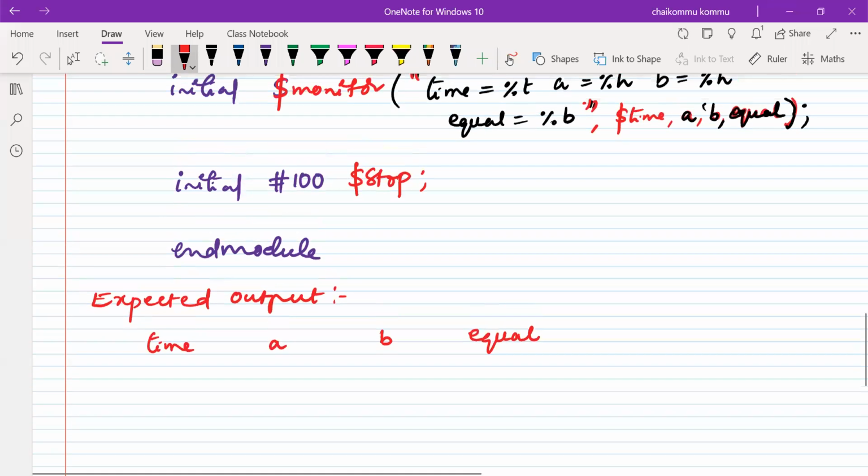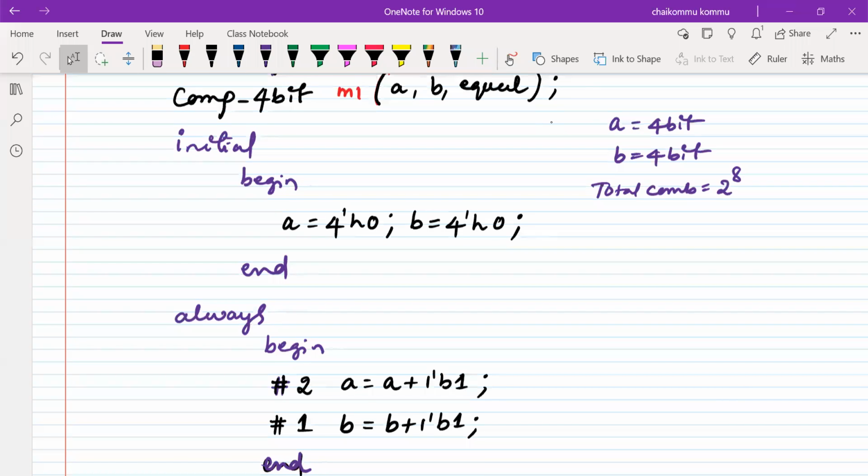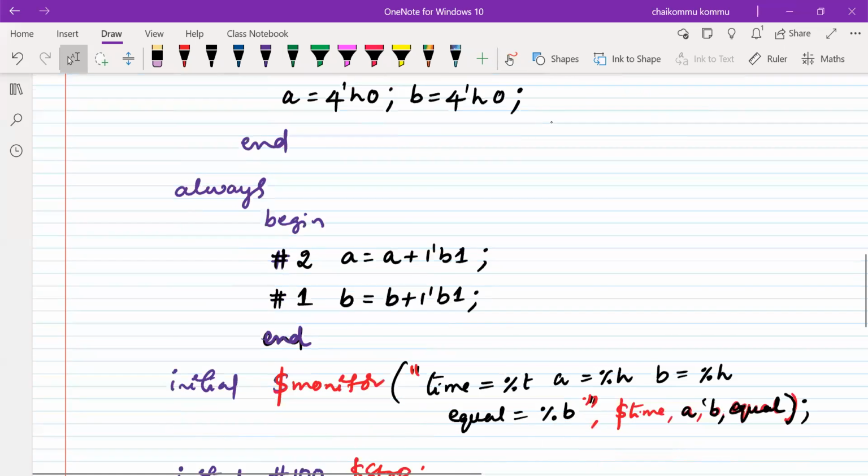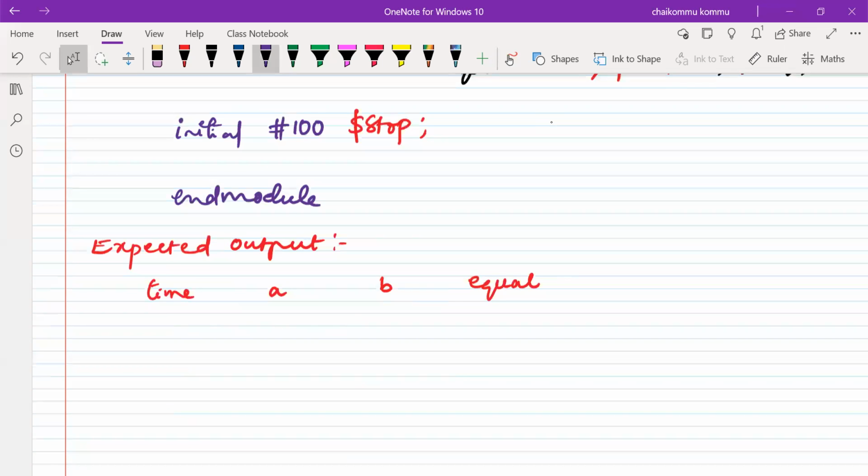First, it will start with the initial statement. What is the initial value? A is equal to 0 at 0 nanoseconds of time. A is 4 bits of 0, so 4'h0. B is also 4'h0. So it will write, at 0 nanoseconds of time, A is 4'h0, B is also 4'h0. The simulator will take these inputs and apply them on the module we have described, and it will generate the output. What is the output it will generate? Both are equal.